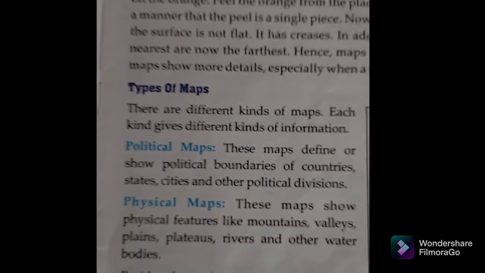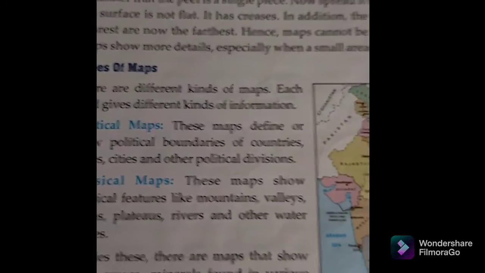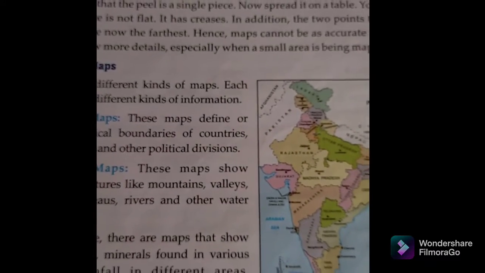A curved surface cannot be shown accurately on a paper, as a paper has a flat surface. An orange is a perfect example of the earth. Now let us see how the surface of the earth, that is the orange, is represented, that is shown, on a map.